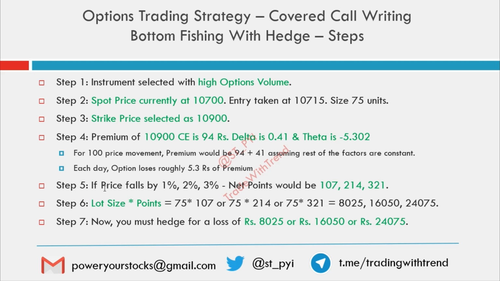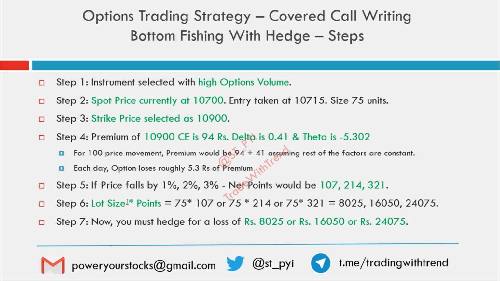So step 5 was that you need to calculate how much loss you would take if your price falls by 1%, 2% or 3%. So 1% of 10,700 is 107, 2% of 10,700 is 214, and 3% of 10,700 is 321. So I've calculated the net points loss that you would take on your underlying stock position if it were to fall 1%, 2% or 3%.